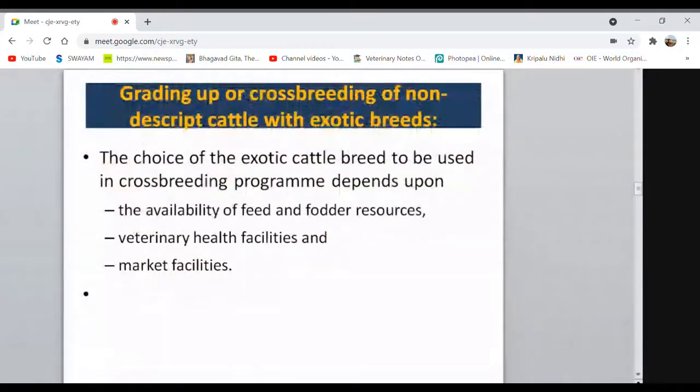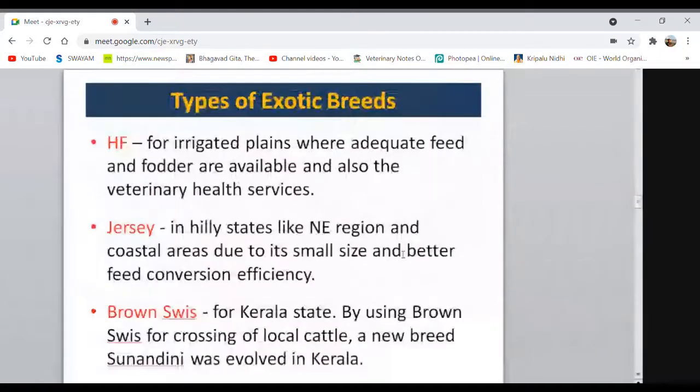Then, grading up or crossbreeding of the nondescript cattle with exotic cattle. Here, which of the exotic cattle should be used? In that situation, we have to identify, for that particular agroclimatic zone, the availability of feed and fodder resources, and what the situation is about veterinary health facilities or marketing facilities. As per the market demand, we have to go for the type of exotic breed. One by one I am telling: Holstein Friesian is the commonly used exotic breed for upgradation or crossbreeding of the native cattle.